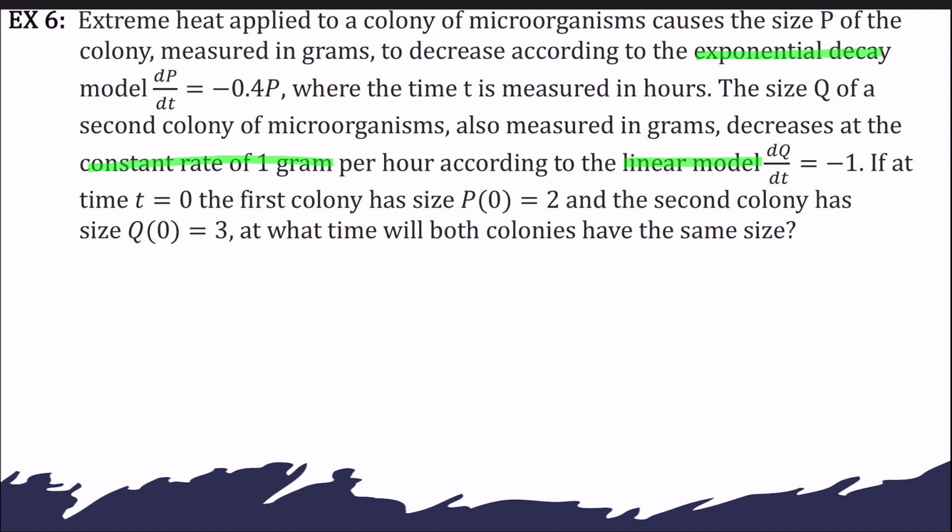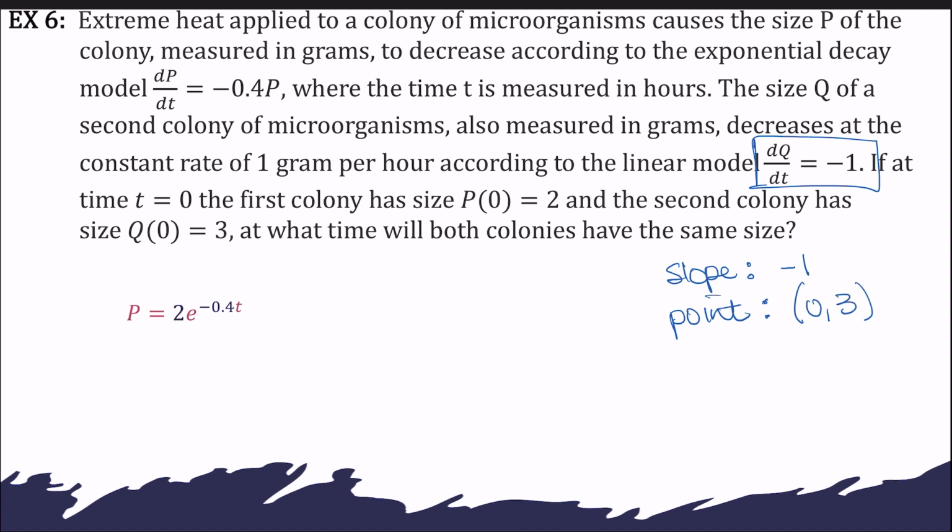Let's start with the first colony, and that was the one with the exponential decay, and we do have an initial value of 2, and we have our k value of -0.4. So there's our model for the first one. Now, the second colony, that was a linear model. So that one, if it's got a rate of -1, that's a slope of -1. And we also have a point of (0, 3).